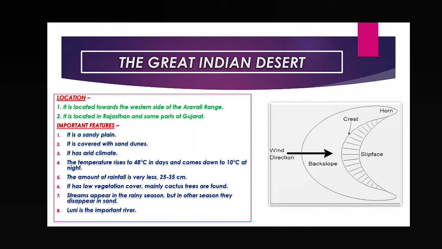Streams appear in the rainy season, that means when there is rainfall, at that time you can observe the flow of river water. Otherwise you cannot see the flow of river water, because there is not sufficient water which can overflow. Next, Luni is the main and important river of this region.